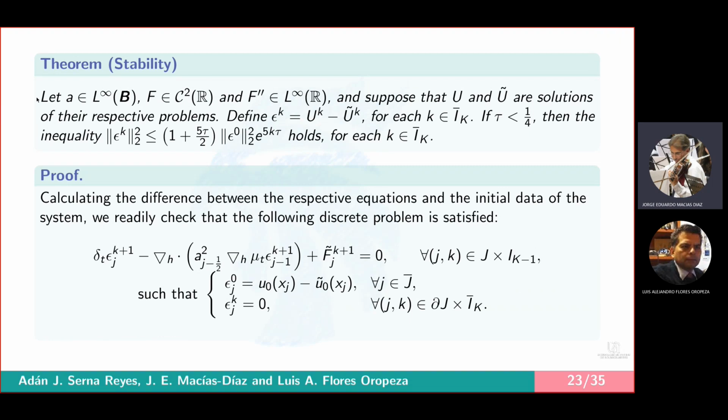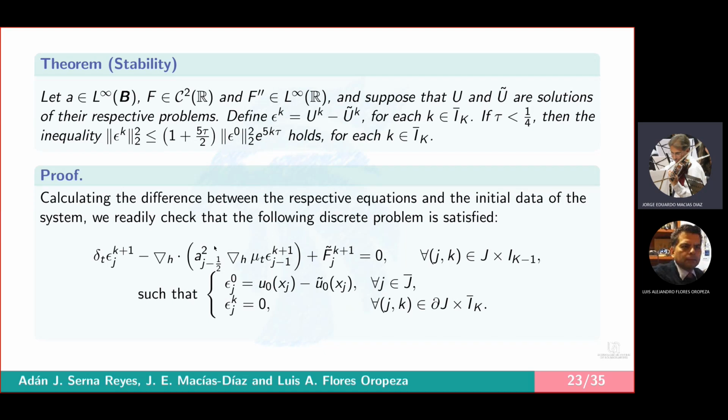This is our theorem for stability. Under suitable conditions on A and F, if you have two solutions for the finite difference scheme and epsilon represents the difference between these two solutions, for tau sufficiently small, the k difference is going to be bounded by this term. As you can see, this is a constant. This is also going to be a constant, and this is the initial approximation. This is stability. And the proof for stability goes as follows.